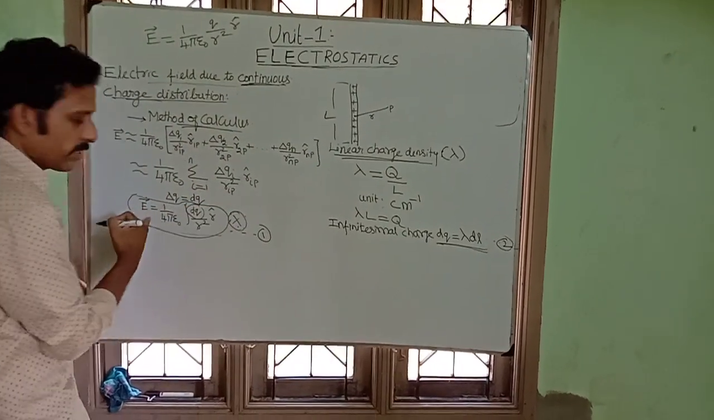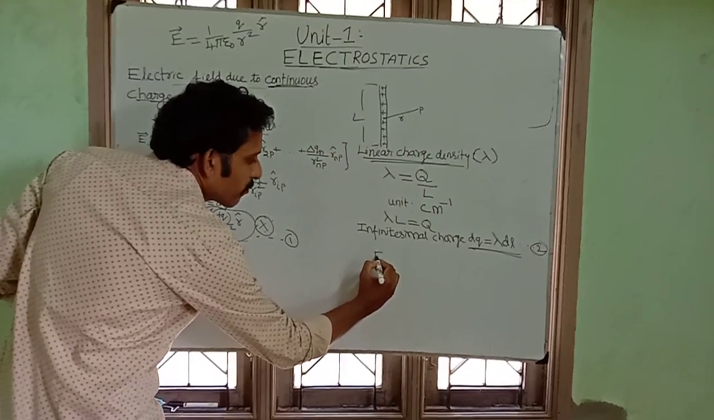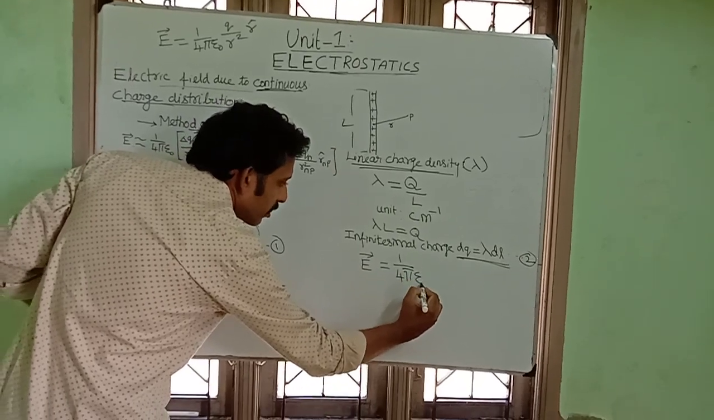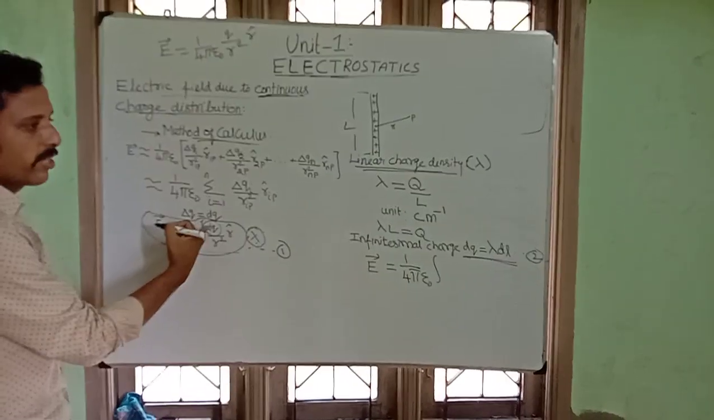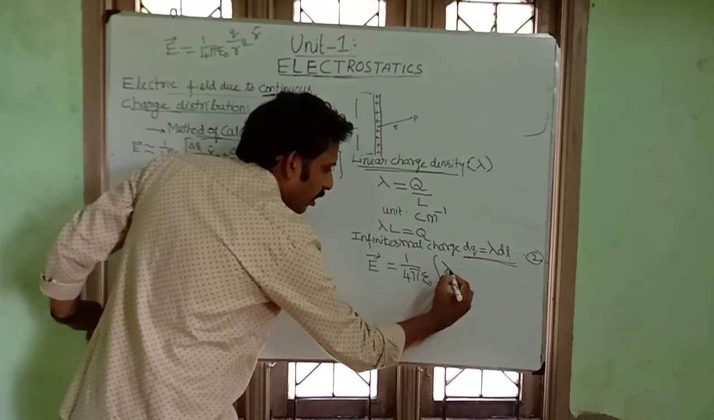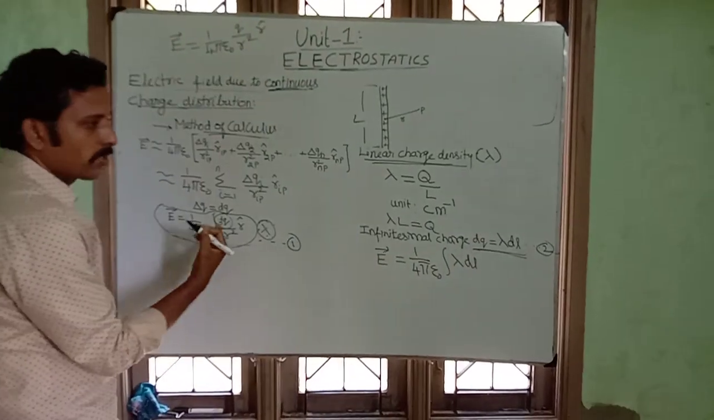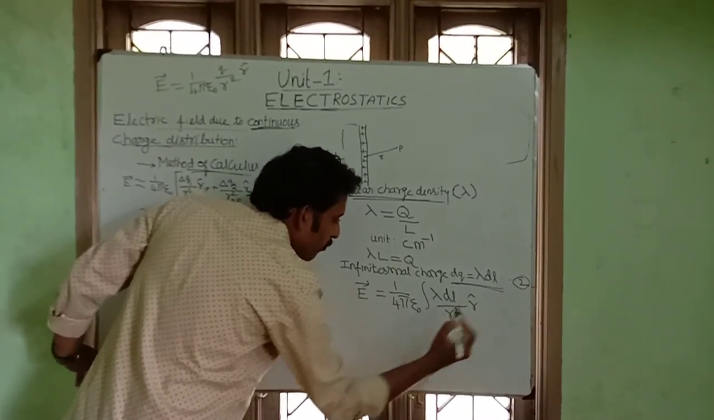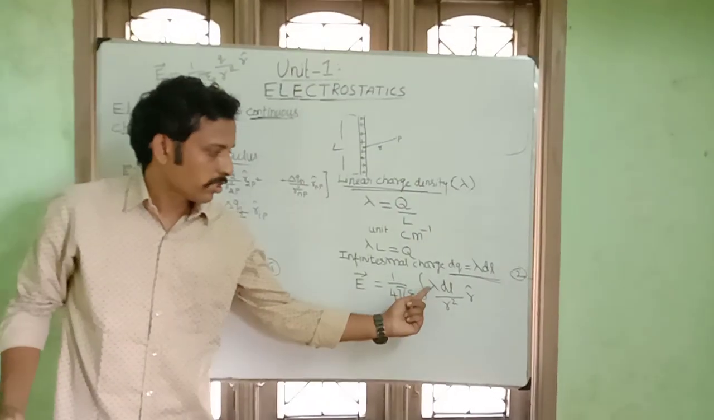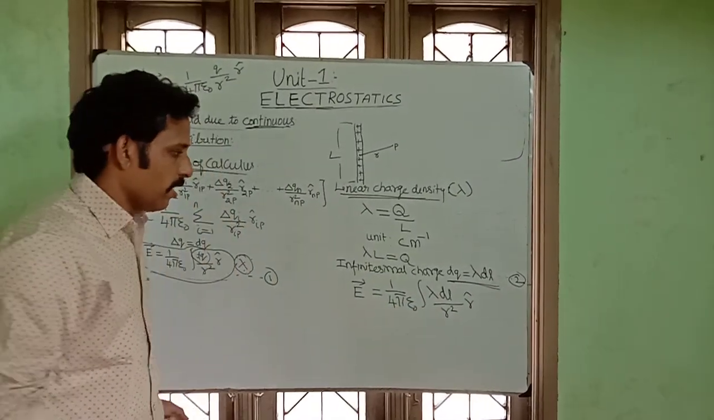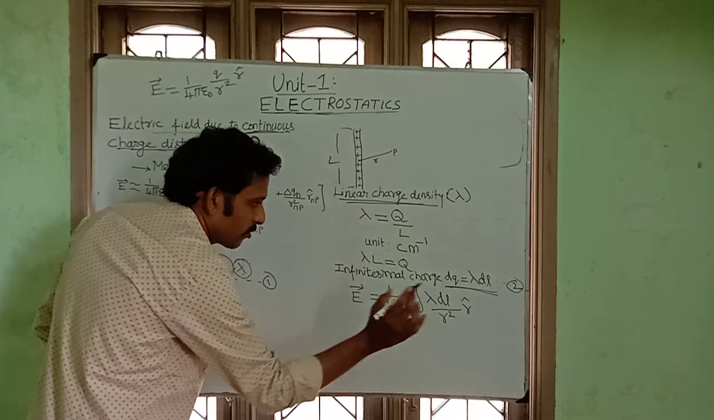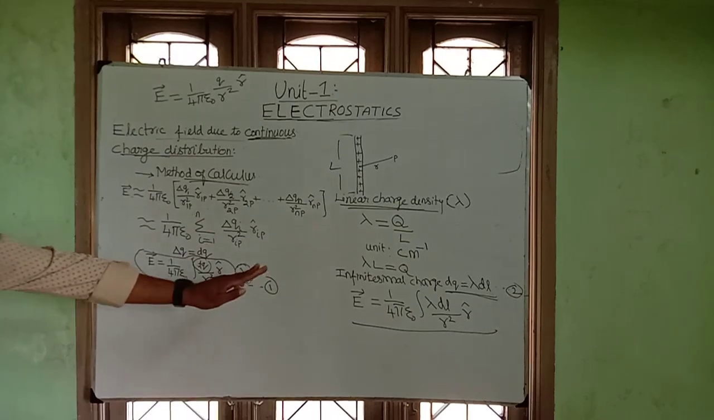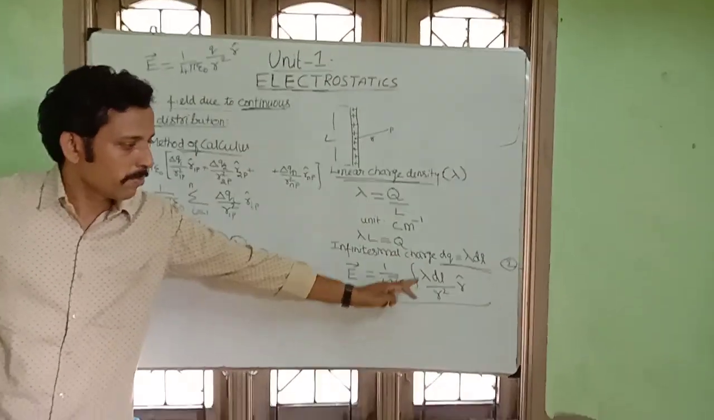Take this expression: E vector is equal to 1 by 4 pi epsilon naught integration of dq by r square r cap. Instead of dq I am going to write lambda dl, with the same r square and r cap. Lambda is a constant, so you can take it out of the integral, and you can also take out the constants. So E vector is 1 by 4 pi epsilon naught integration lambda dl by r square r cap.